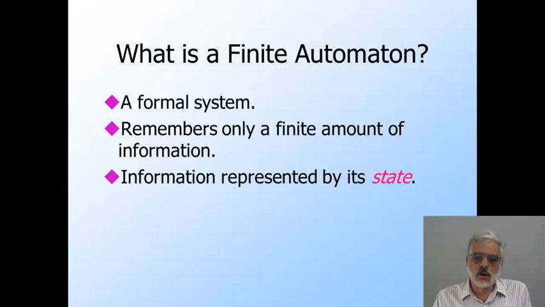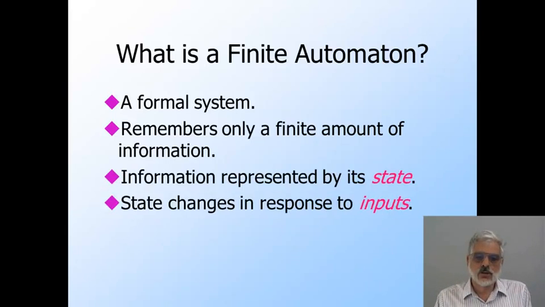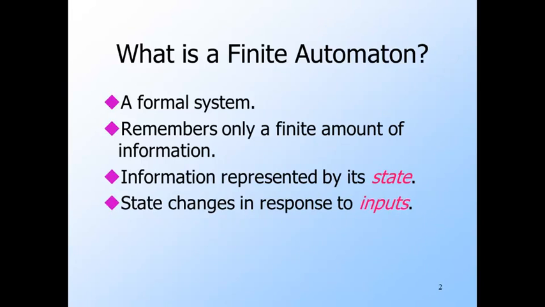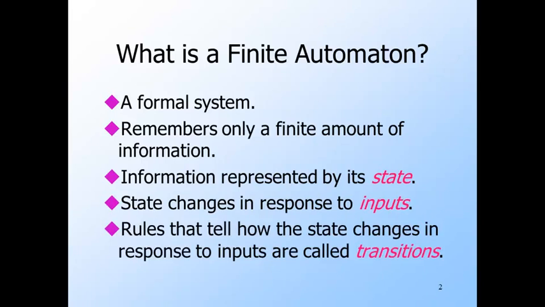A finite automaton is built around a finite collection of states. Each state has a name, and that name represents what is remembered about its history. States change in response to inputs. Inputs are either characters if we're doing something like processing text, or events if we are modeling something like a communication protocol. The rules that give the new state for each current state and input are called the transitions.